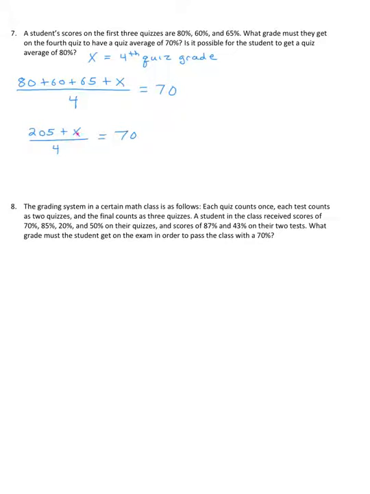I'm trying to solve for X, and this 4 is in the way. I'm going to multiply both sides of my equation by 4. So I'll put a 4 over 1 here, and then I'll put a 4 here. On the left, the 4 and the 4 over 1 cancel. And then 4 times 70 is 280. So we get 205 + X = 280. The last thing to do is to solve for X by subtracting 205 from both sides. And when I do that, I get that X is equal to 75.